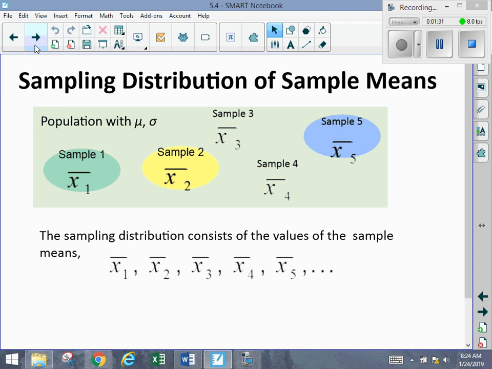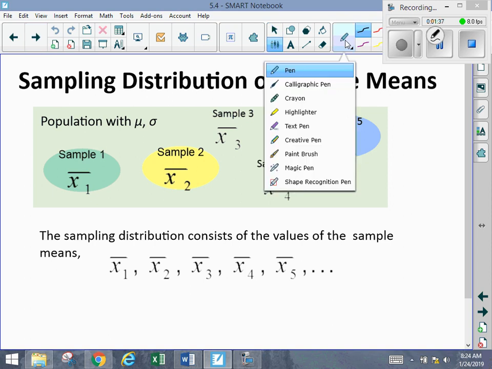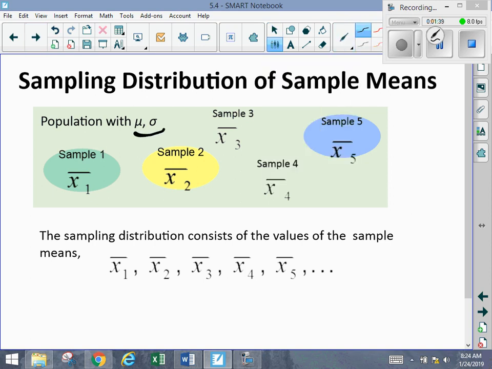All right, so when it says we have a population with mu and sigma here, what that means is that the population is assumed to be approximately normal, and the distribution is approximately normal, right?